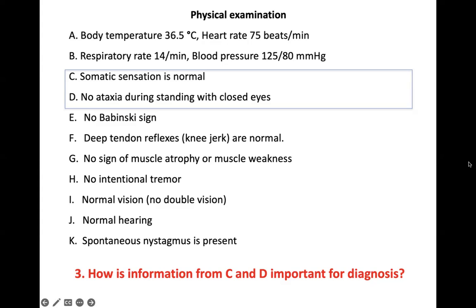Okay, so that's why we test whether the patients can sense touch, crude touch, fine touch, and those kinds of things, right? To rule out whether there is any problem with somatic sensations. Okay, turns out it's normal.